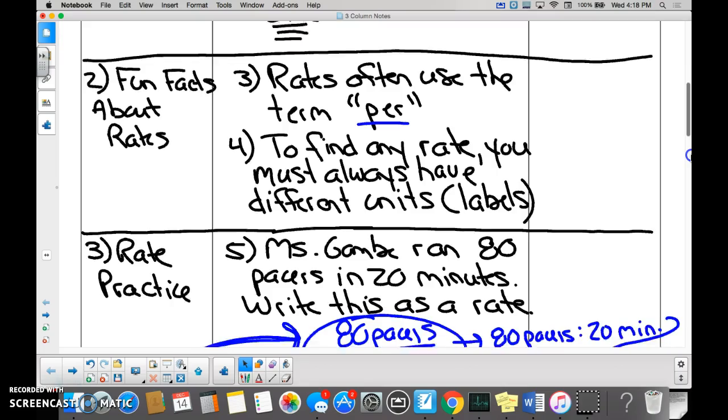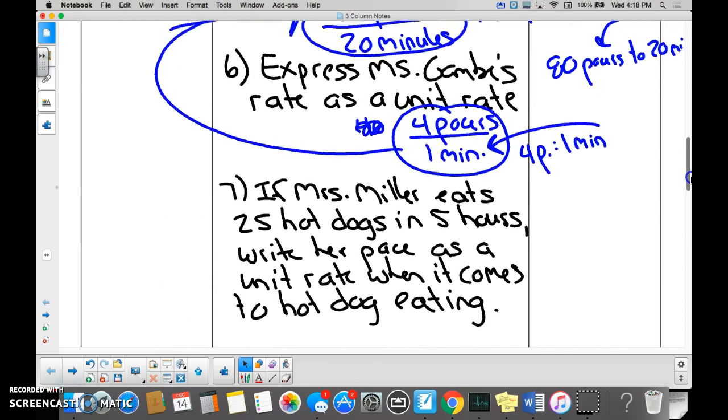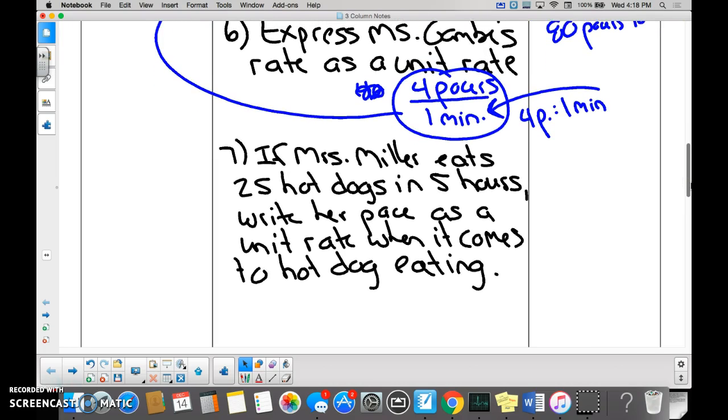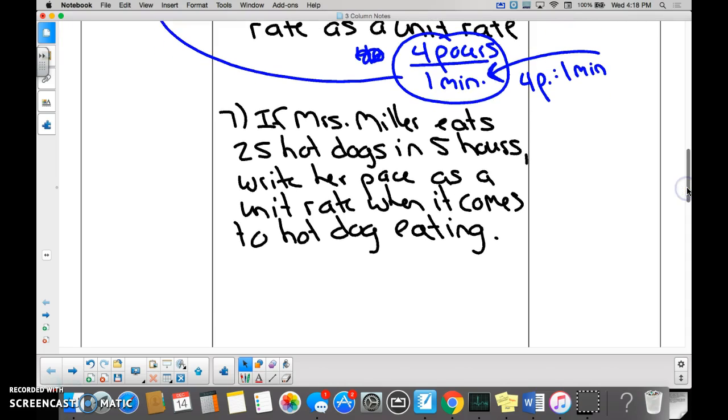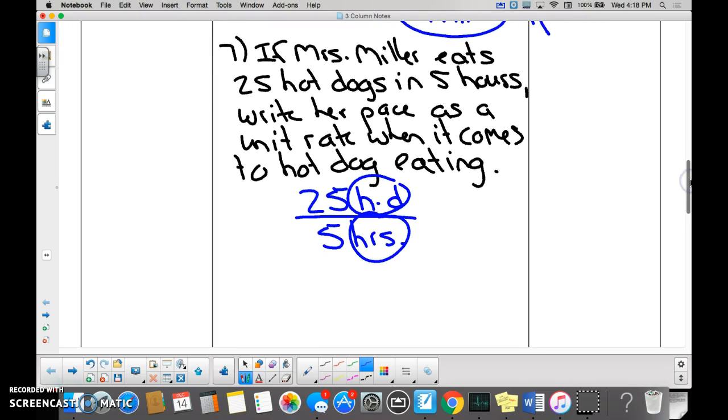Very last idea here for number 7. If Mrs. Miller eats 25 hot dogs in 5 hours, sorry, Mrs. Miller, but if she's eating 25 hot dogs in 5 hours, write her pace as a unit rate when it comes to hot dog eating. Well, her rate is 25 hot dogs per 5 hours. That's a rate because we have 2 different labels. And if I want to reduce that down into a unit rate, I somehow have to get my second number down to 1. So in this case, it would be 1 hour.